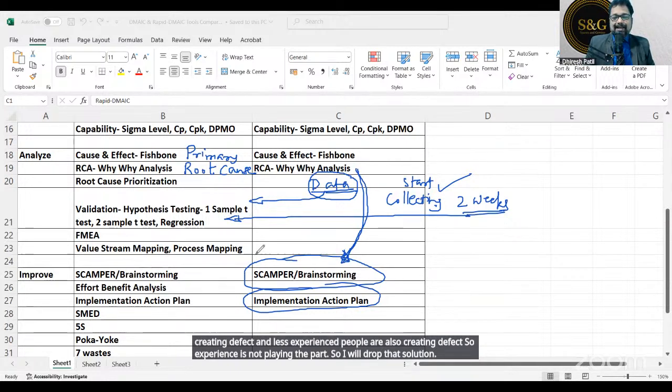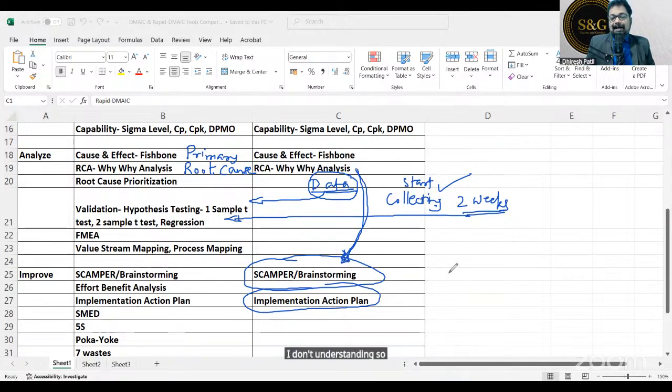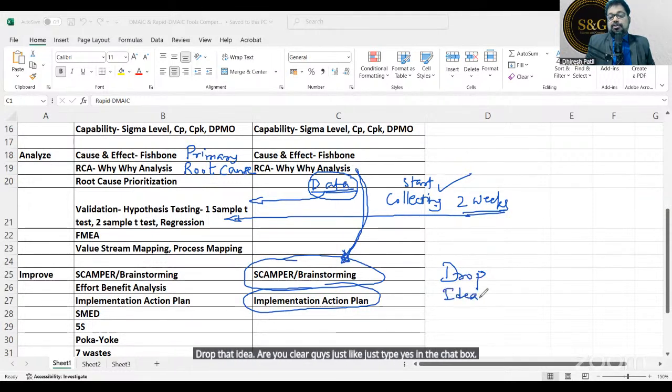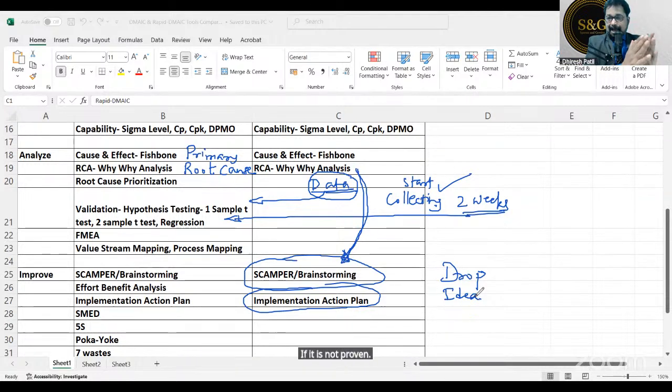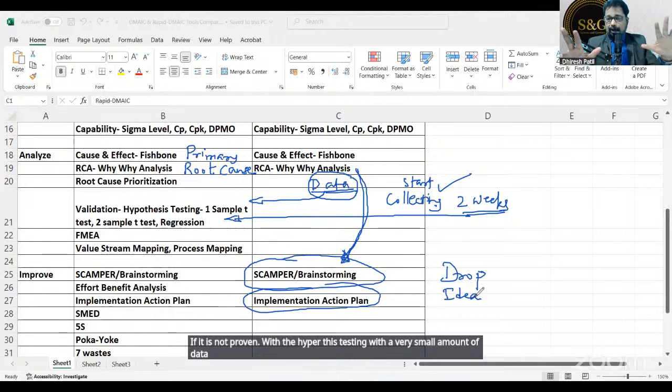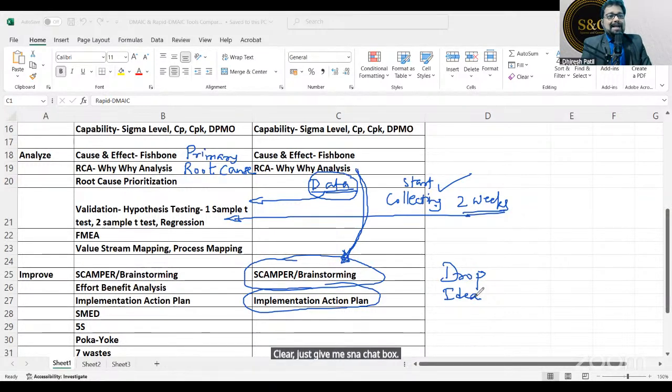Are you understanding? So from the ideas, I will drop that idea later. Are you clear, guys? Just type yes in the chat box. If it is not proven with hypothesis testing with a very small amount of data, then we can drop that particular idea. We will not take that idea into the solution. Clear? Just give me yes quickly.